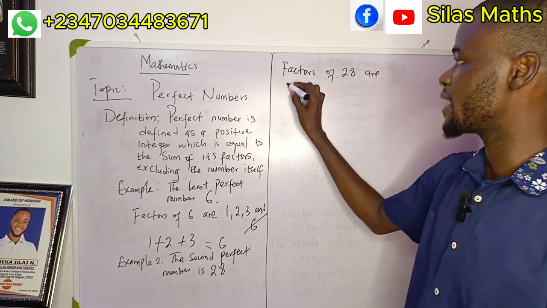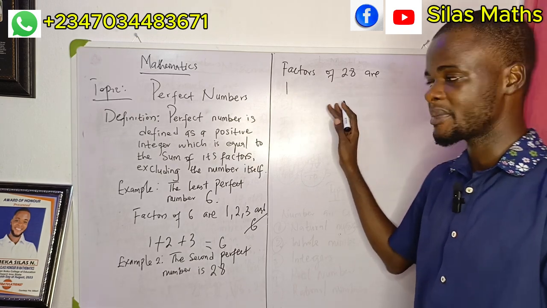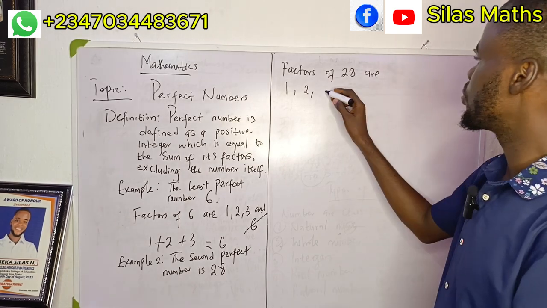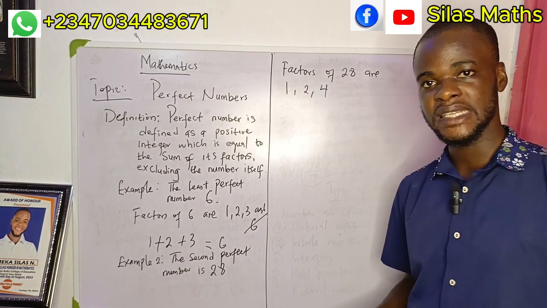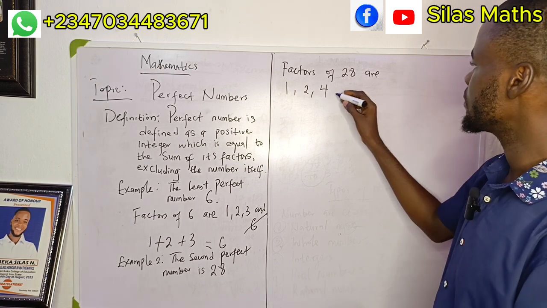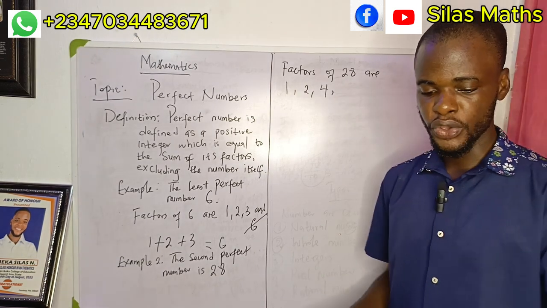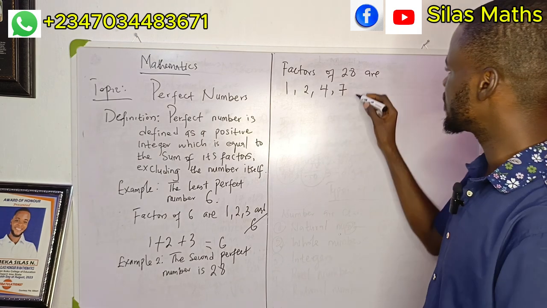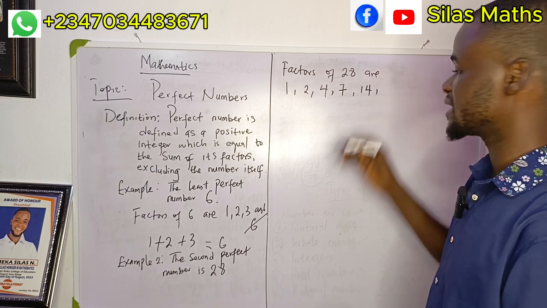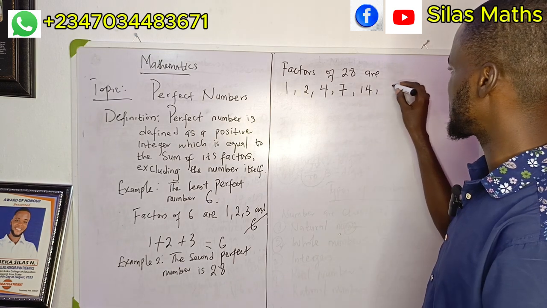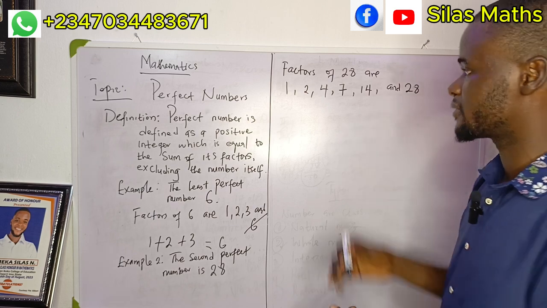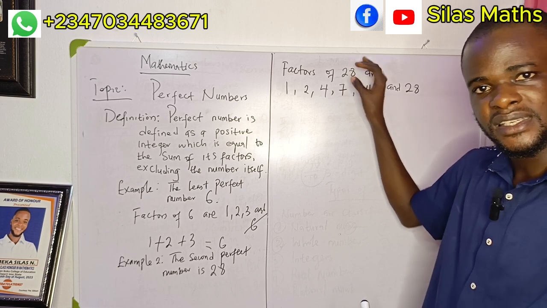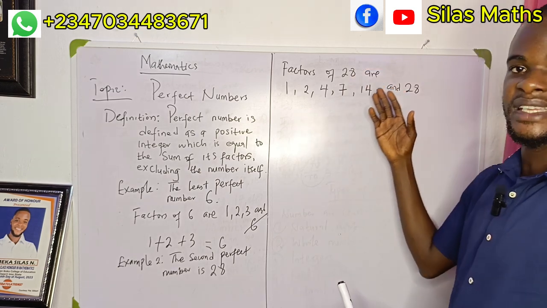The factors of 28 are: we have 1, which can divide 28 without a remainder. We have 2, which can divide 28 without a remainder. We have 4, 7, and 14, each of which can divide 28 without a remainder. And lastly, we have 28, the number itself. These are the only possible numbers that can divide 28 without a remainder, so these are the factors of 28.